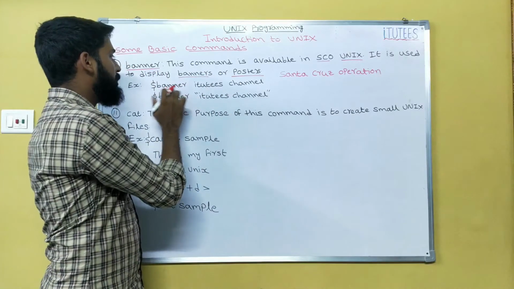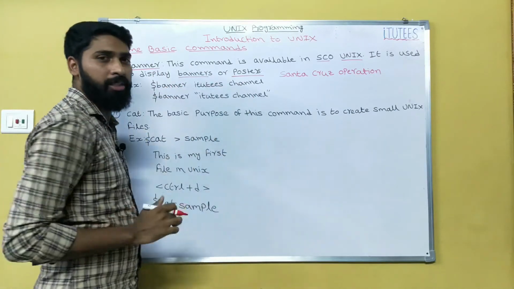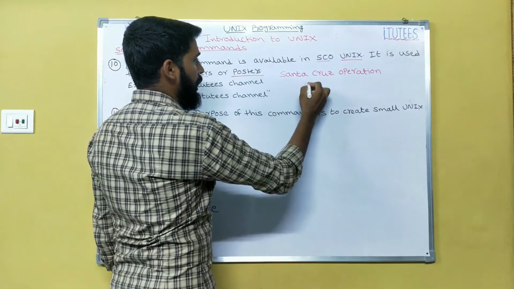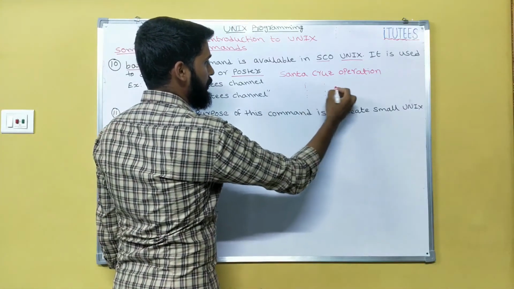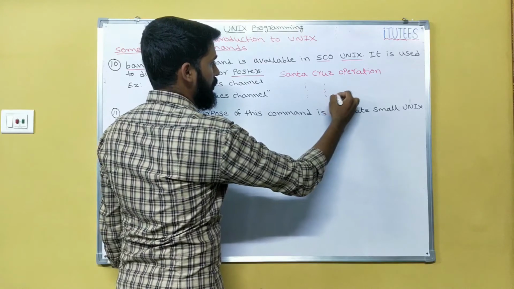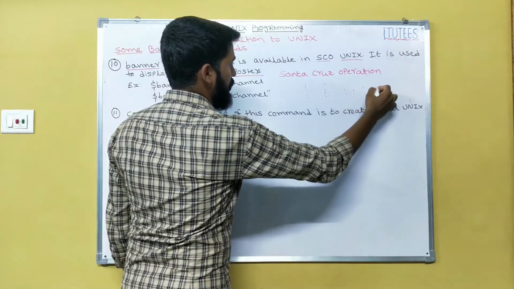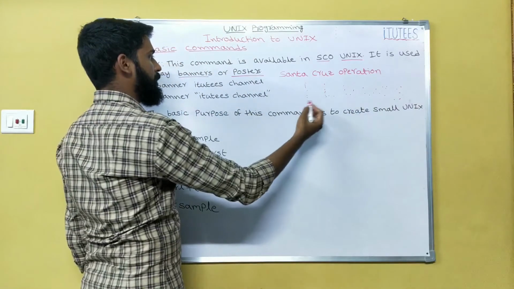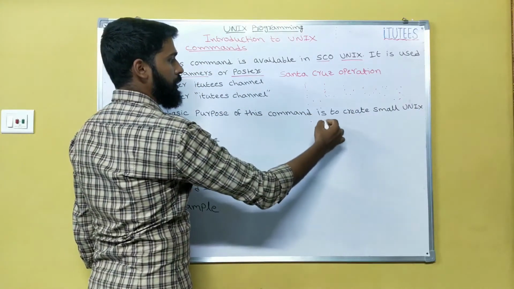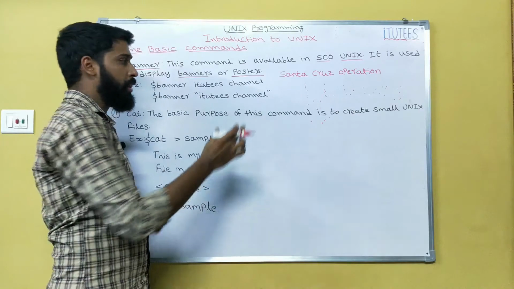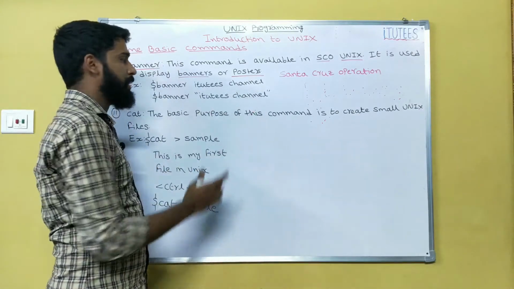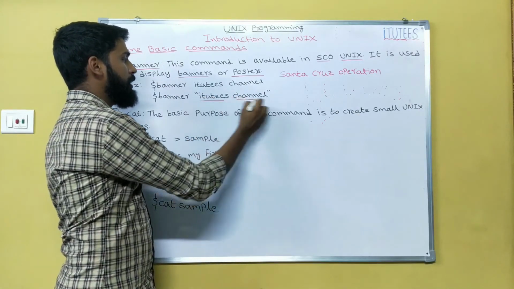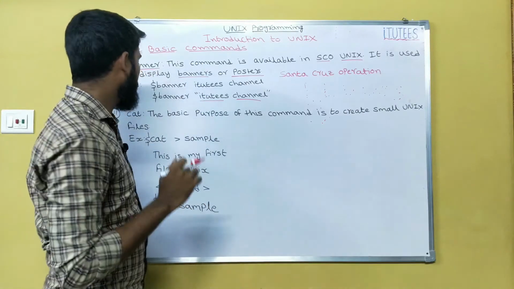For example, banner ITUTEES channel, then it displays ITUTEES as a banner like this. In the next line it prints channel like this. If I want the ITUTEES channel in one line, then I can give the content in double quotations.